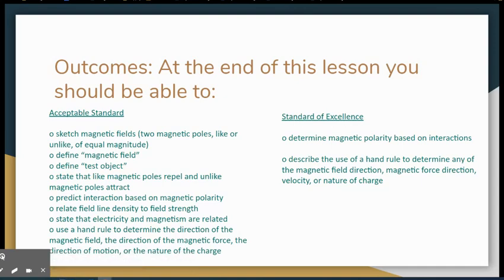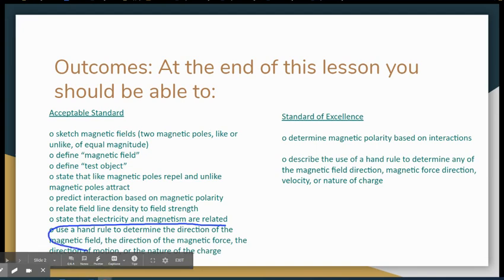So these are the outcomes for this lesson. Take some time to have a look at it, freeze the screen if you like. Really comes down to three things, just making sure we all understand the idea of magnets and their two poles, the laws about attraction and repulsion, being able to visualize magnetic fields under different situations, and probably the big one for this lesson is going to be the hand rules for determining the direction of magnetic fields.